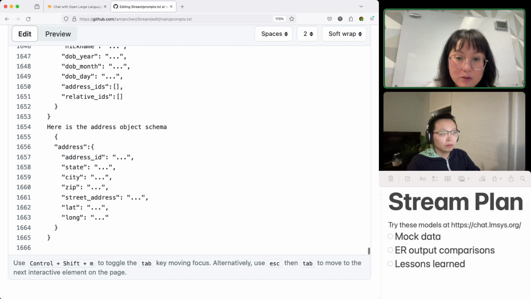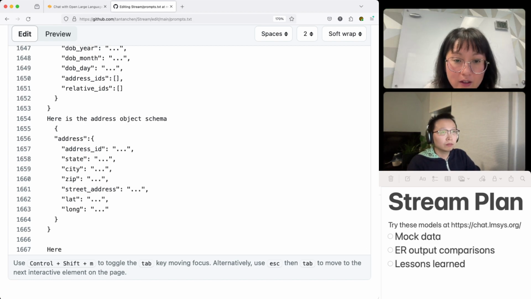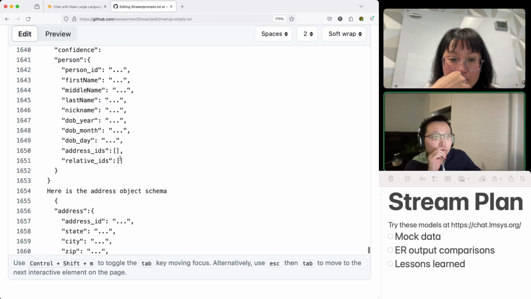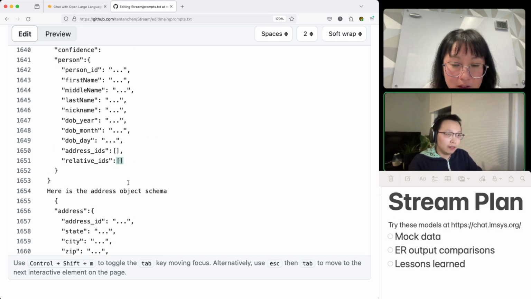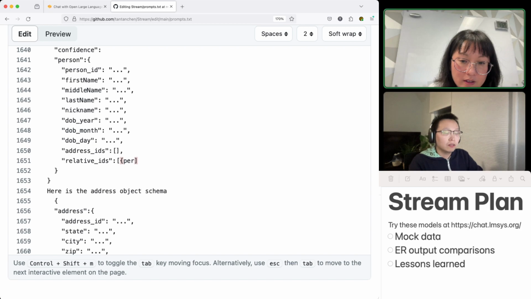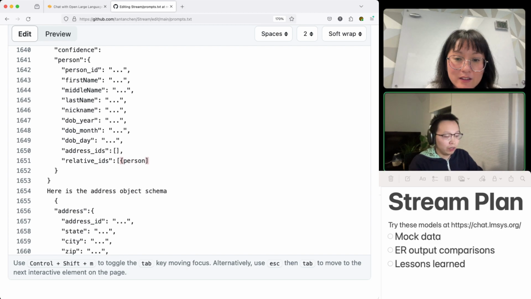So it's an array right now of nothing. So you would want this to be a nested object of person ID, and then relationship. Yeah.